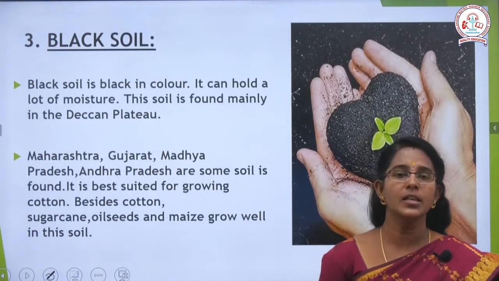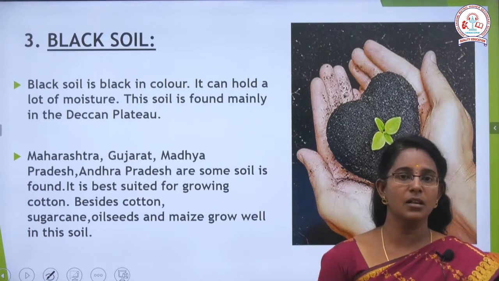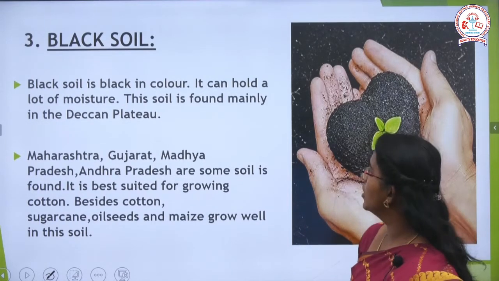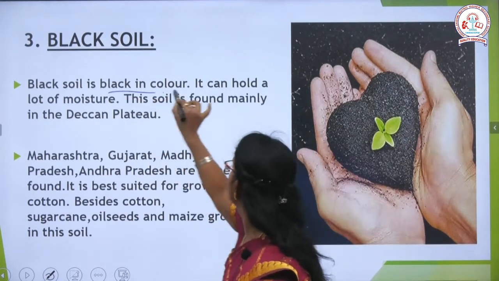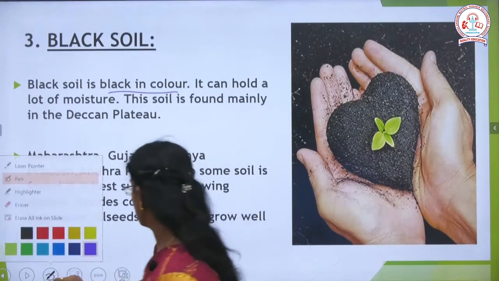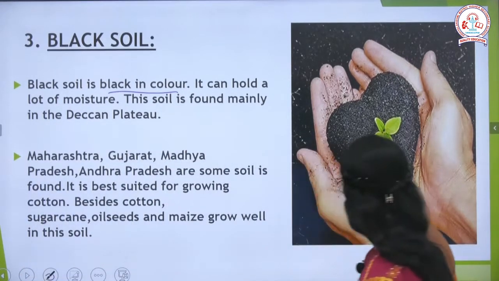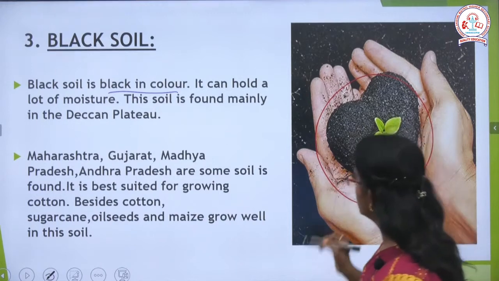Next we are going to see black soil, the third type of soil. Black soil is black in color. Can you see this picture? Yes, I will show. Wow, it looks very nice.